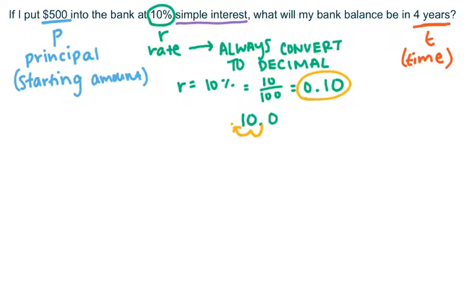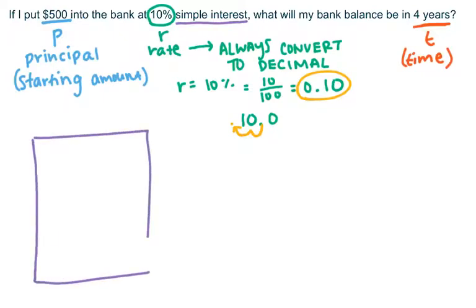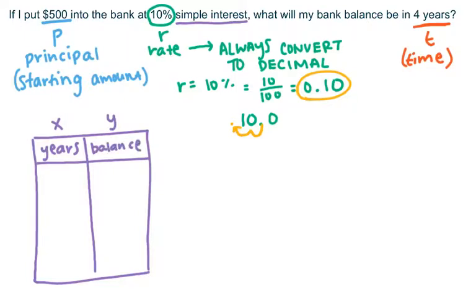So here's how this would look in a table. So if I wanted to see, okay, I want to show in my table, I'm going to have my X's in years, so that's my time. And my Y is my bank balance. So it's just my balance, how much money I have in the bank. All right, you always start out at year 0, right?